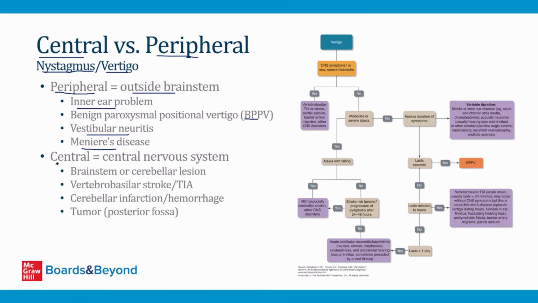In contrast, central vertigo or central nystagmus is evidence of central nervous system dysfunction. This means there's a problem in the brainstem or the cerebellum. This could be a stroke or a TIA in the vertebrobasilar system. It could be a stroke or hemorrhage into the cerebellum, or it could be a tumor in the posterior fossa compressing on the brainstem. In general, peripheral causes of vertigo are usually benign and not life-threatening, whereas central causes can be life-threatening. And so clinically, when you're evaluating a patient with vertigo, you want to try and establish whether that patient has peripheral or central vertigo, because this is going to help you know what type of workup you need to do.